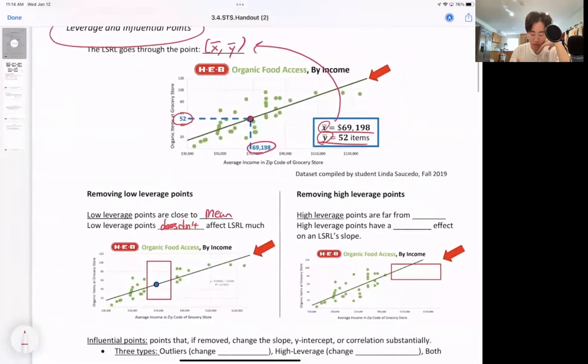What that means is that this particular point is close to being in the center of where all the dots are, or the mean, which should be closer to this little red box. So if I were to eliminate that point or add on that point, it's not going to impact the LSRL. It's not going to tilt it one side or the other.